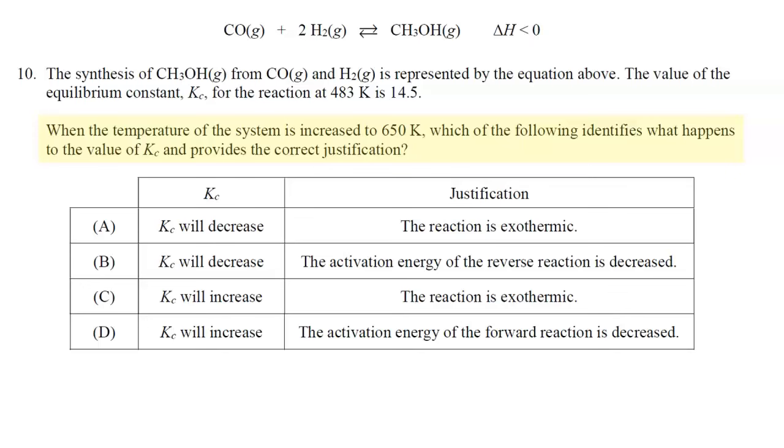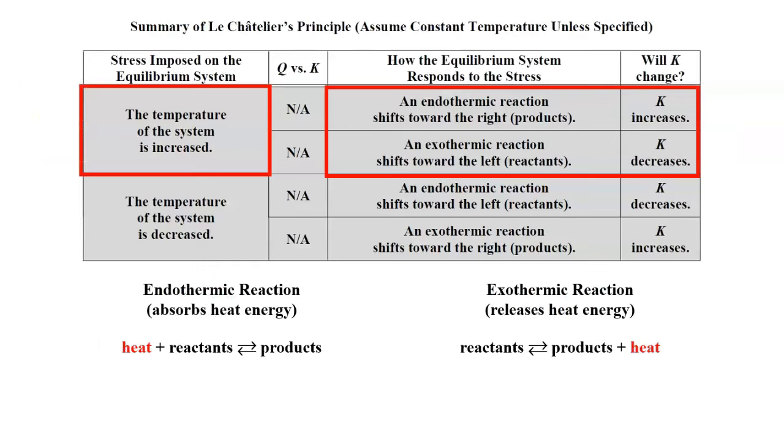So in my video for Le Chatelier's principle, I talked about the different scenarios, what happens when temperature increases or decreases for a reaction. So here are the four possibilities. If the temperature of the system is increased and the reaction happens to be endothermic, then there will be a shift from left to right, from reactants to products, and the value of K increases. Now, if the temperature is increased, but the reaction is exothermic, then there will be a shift from right to left, or from products to reactants, and the value of K decreases.